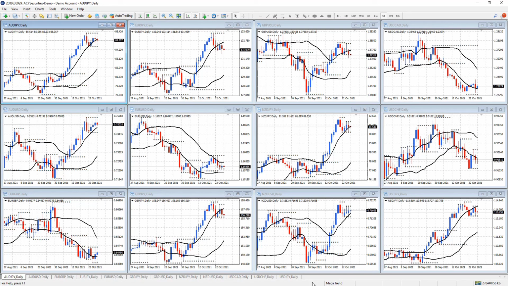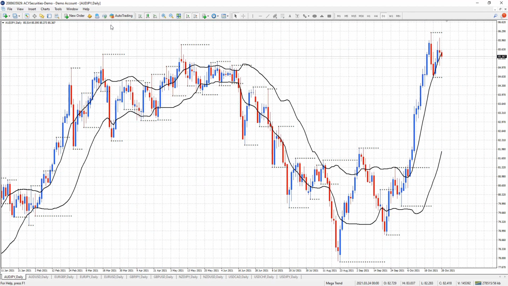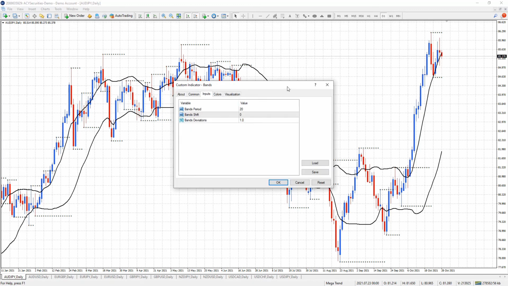So this profile or group of charts consists of 12 daily charts of the currency pairs that I follow. I have them in small view at the moment, but I can bring the first one up, just left click on the maximize button, and this is a day chart of the Aussie Japanese yen. On the chart I have the support and resistance indicator and the bands indicator. If I bring up the input section, just to show you, it's set at 20, 0 and 1. The bands indicator is a free indicator within the platform, so if you want to use it, those are my settings.